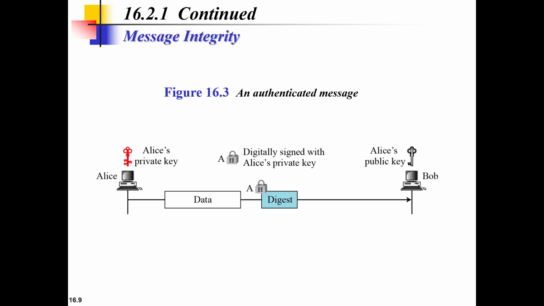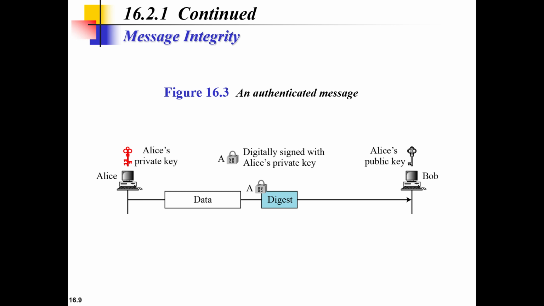Next scenario is message integrity. Moving to an improvement, Alice will sign the message. Alice creates a digest of the message and signs it with her private key. Now when Bob receives this message, he verifies the message by using Alice's public key. So two keys are needed for this scenario. The first one is Alice's private key, and next, Bob needs to know Alice's public key.